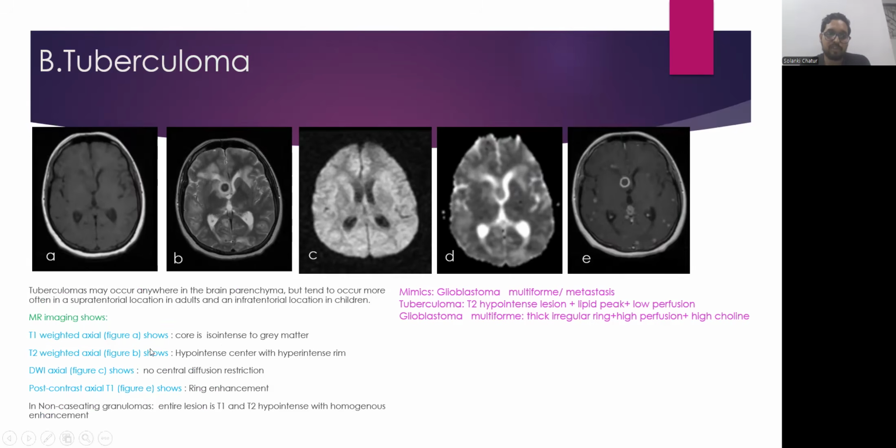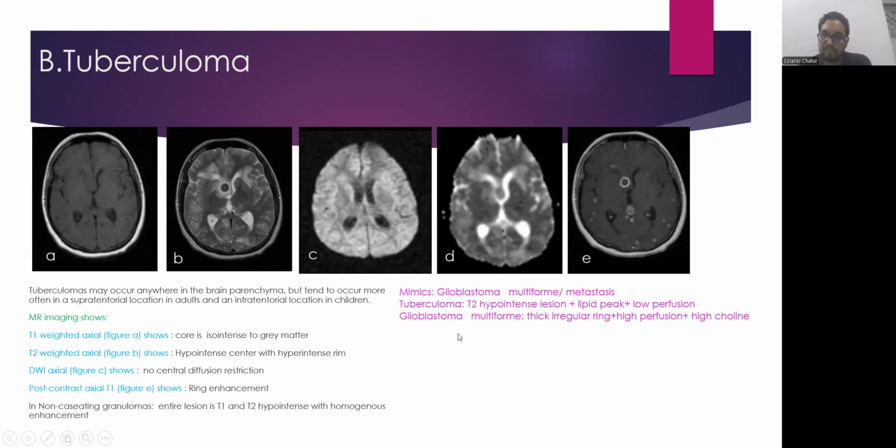In this MRI image, you can see the tuberculoma core is iso-intense to the gray matter, while on the T2 weighted image it is hyperintense with a hyperintense ring. On diffusion weighted imaging, there is no evidence of central diffusion restriction, and on the post contrast image you can see ring enhancement. In non-caseating granuloma, the entire lesion is T1 and T2 hypointense with homogeneous enhancement. It can mimic glioblastoma multiforme or metastases.